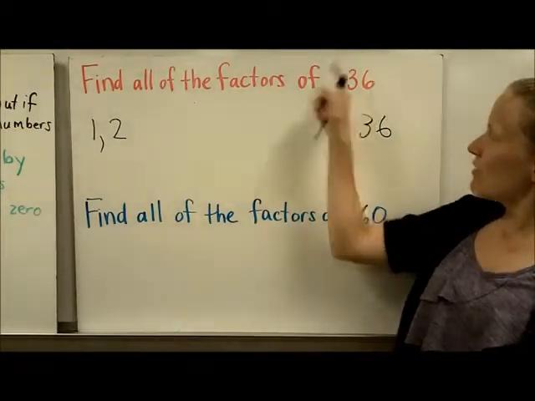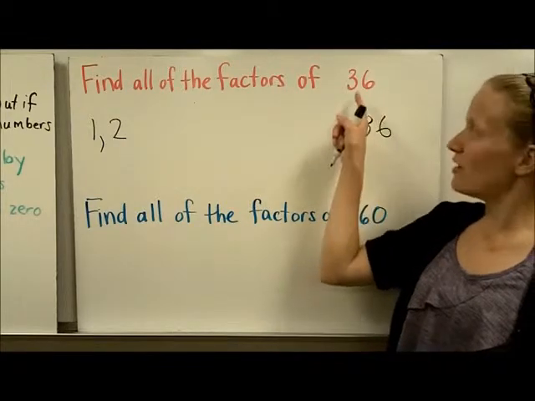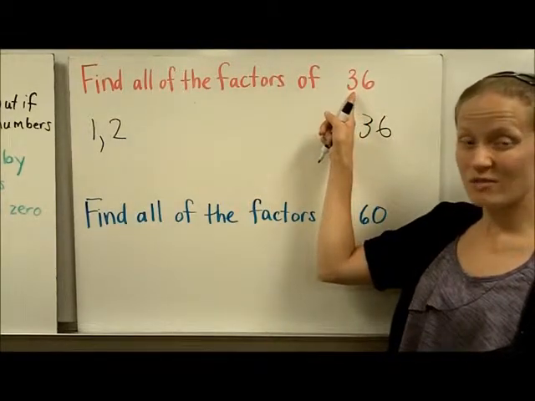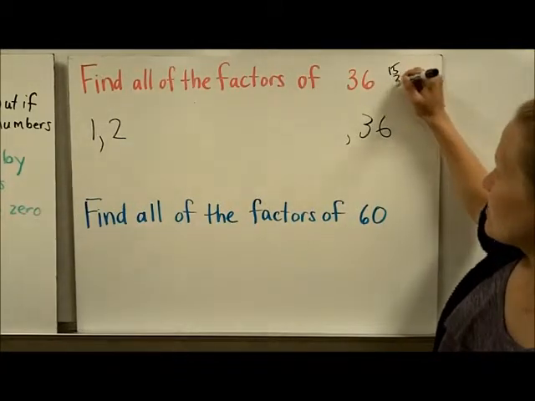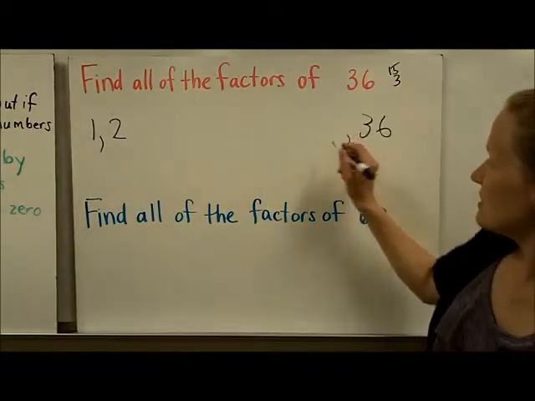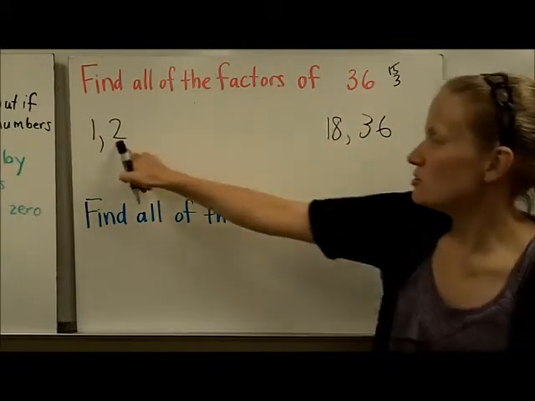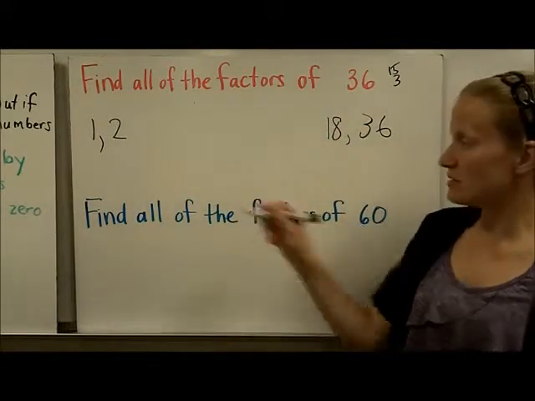So if I think about 36, I can do that in my head by first thinking about half of 30, which is 15, and then half of 6 is 3. So half of 36 is 18. That tells me that 2 times 18 is going to give me 36.